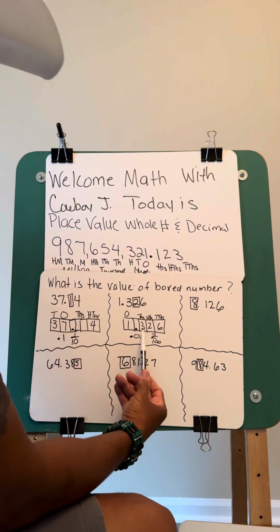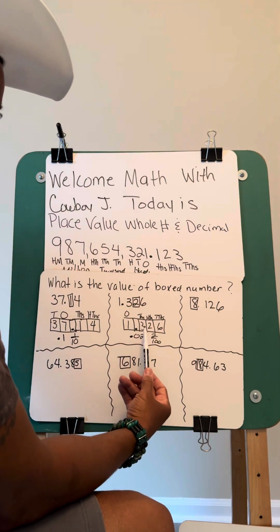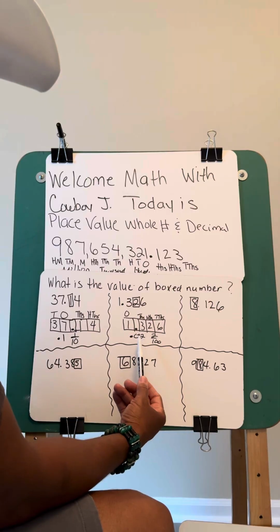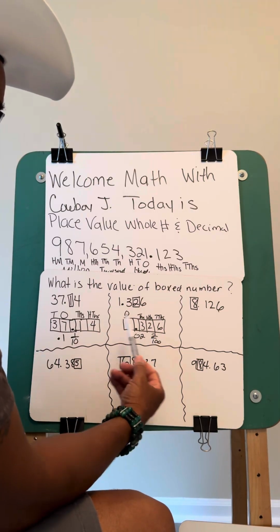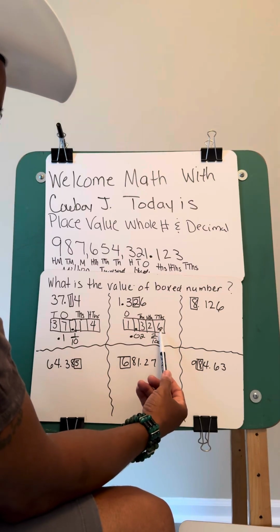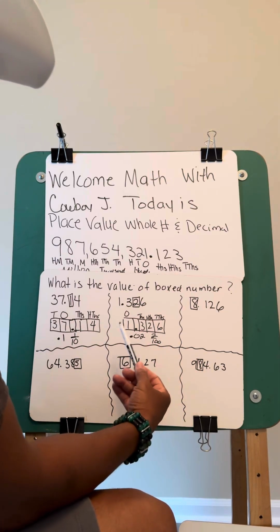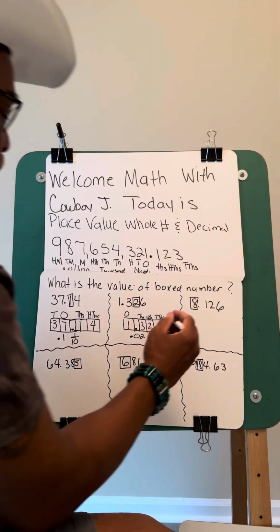So the tenths place, I tell my students to think of as dimes. It takes 10 dimes to make $1. For the hundredths place, I say think of pennies because it takes 100 of these to make $1. And for this one, it just takes 1,000 to get to 1. That's why I show it to my students.